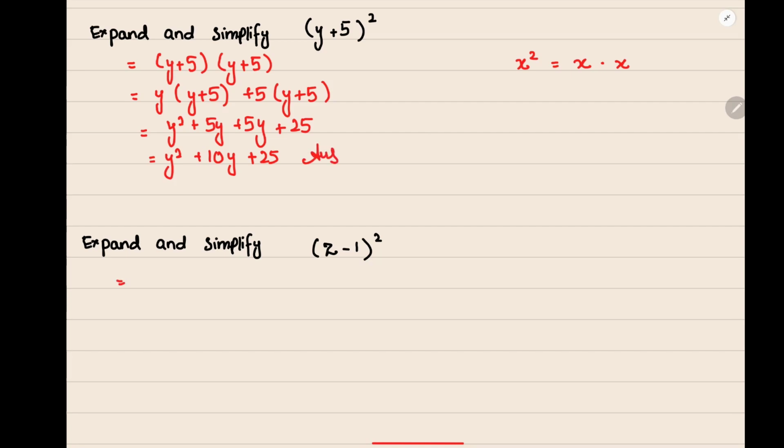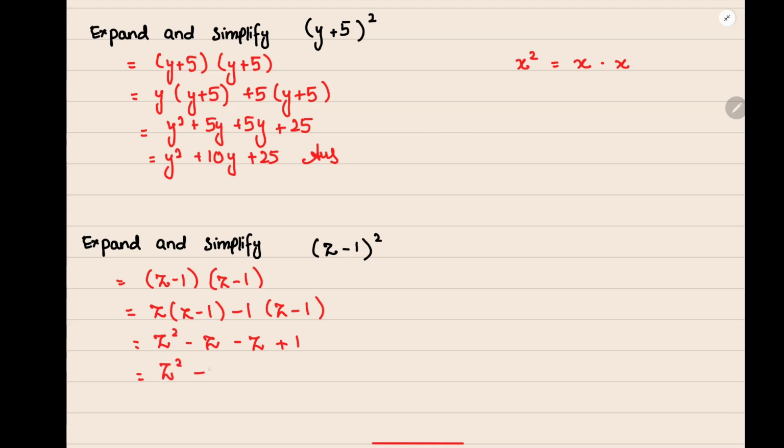For the second one, I'll go with the same method. It would be z negative 1 times z negative 1. So z into z negative 1, negative 1 into z negative 1. Z squared negative z, plus. So it would be z squared negative 2z plus 1. So this will be our answer.